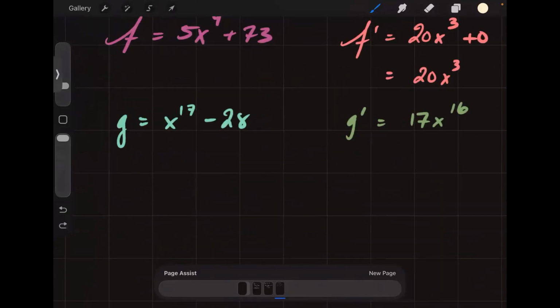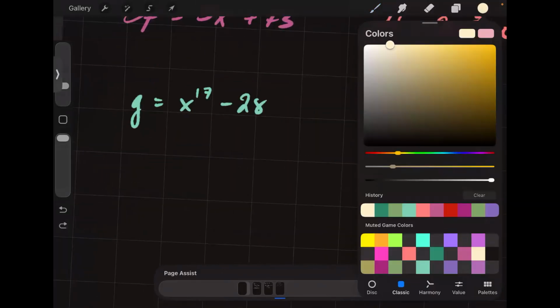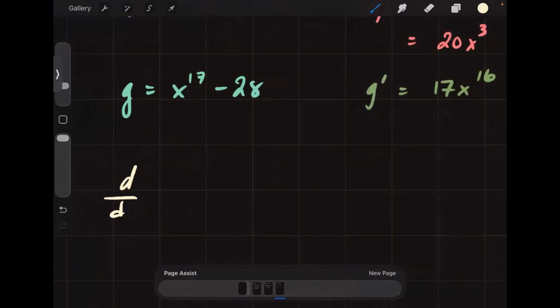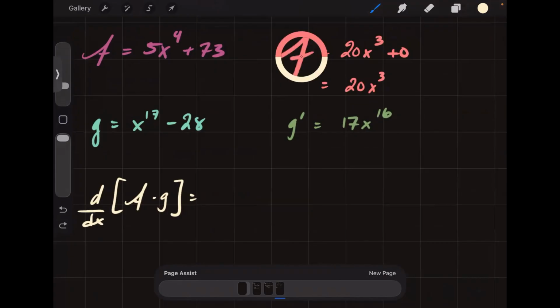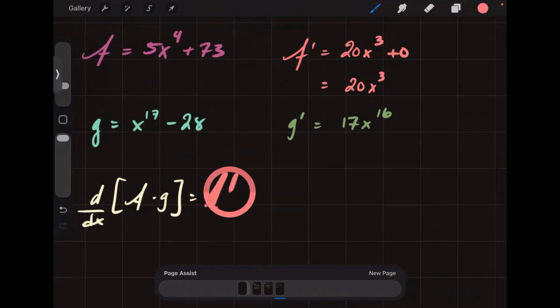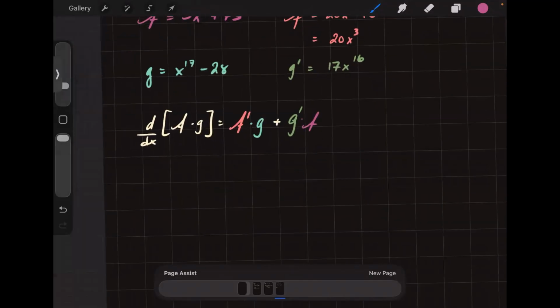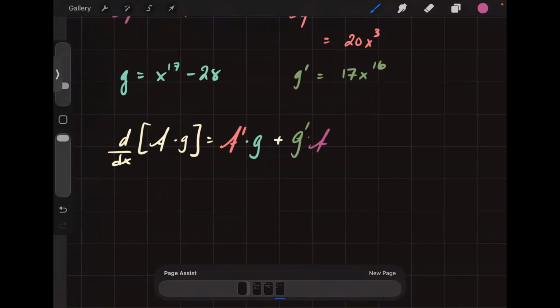Okay. So you know the derivative of f times g is going to be f prime times g plus g prime times f, like that. Yep. Okay. So just put the moving parts in.